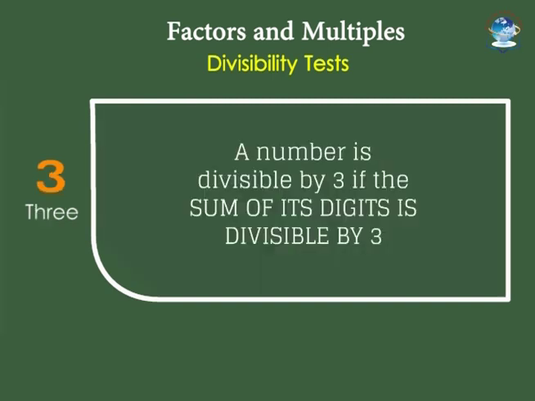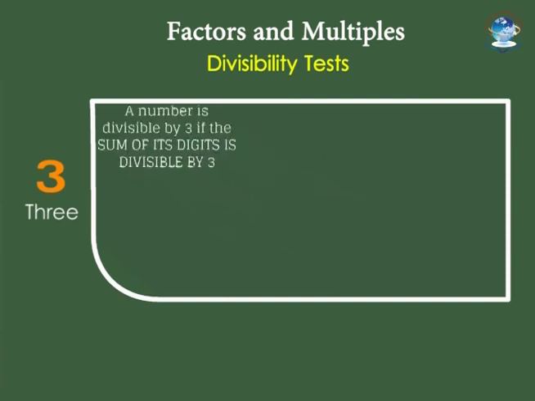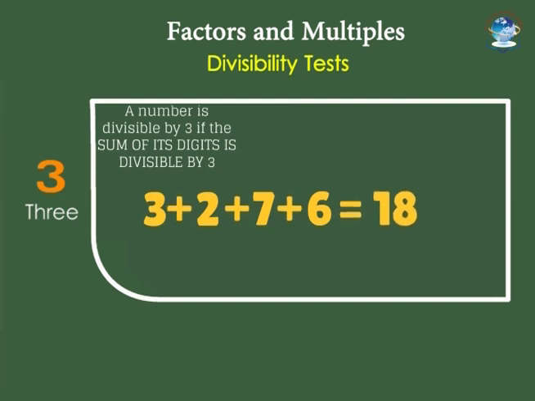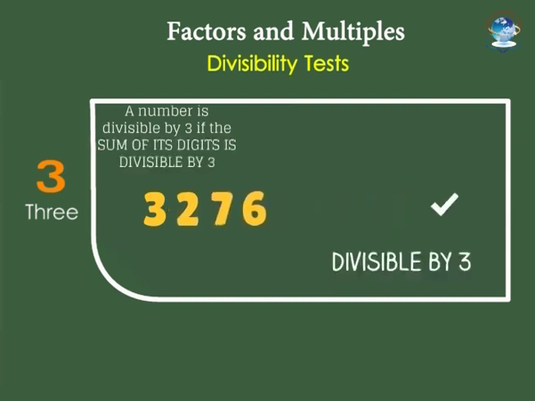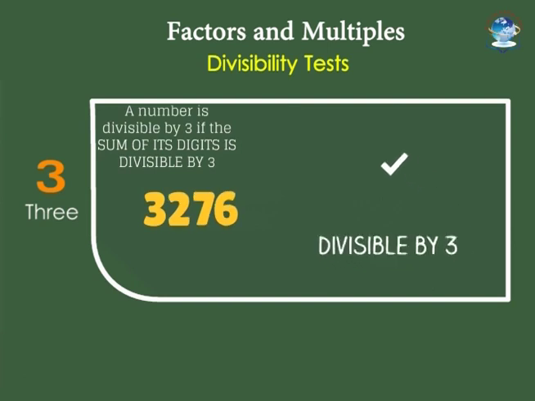A number is divisible by 3 if the sum of its digits is also divisible by 3. For example, the number 3276, the sum of its digits is 18, which is obviously divisible by 3. And so the number 3276 is also divisible by 3.